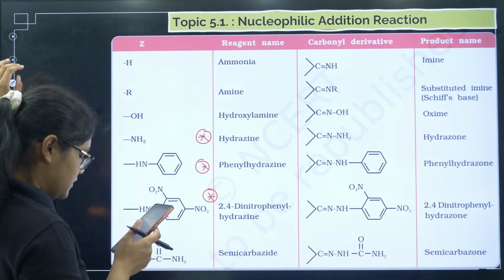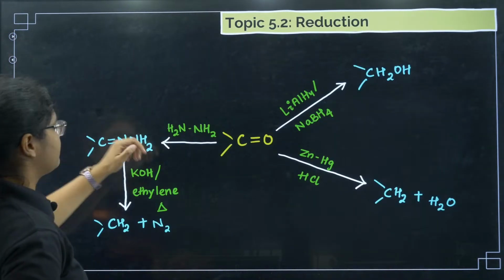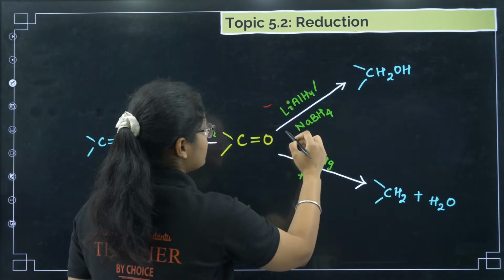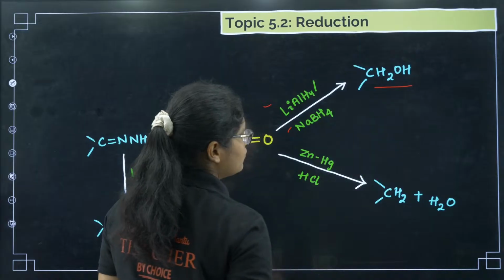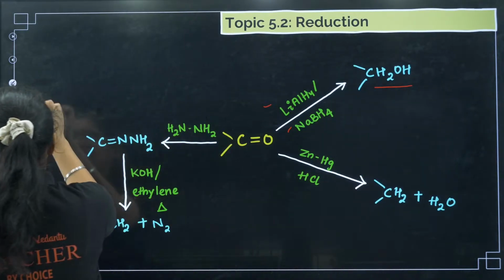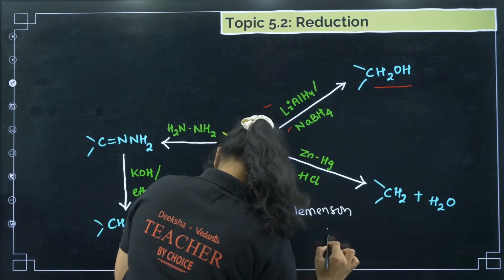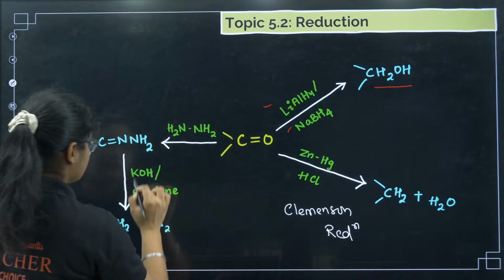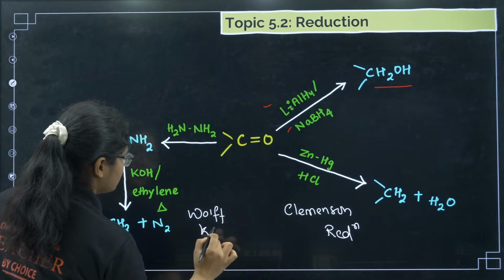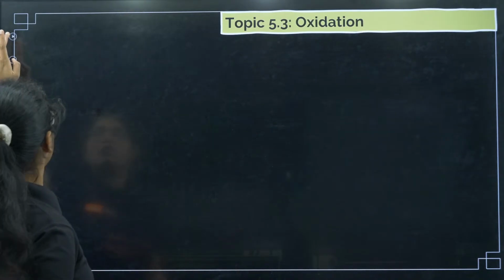Next, coming to reduction reactions. Reduction, I have already told you, we have reductions to alcohols, right? If I just use LiAlH4 or NaBH4, I will get CH2OH. And if I want to reduce to hydrocarbons, we have to use Zn-Hg and HCl, which is your Clemmensen reduction. And we have here the Wolff-Kishner reduction. Clear?